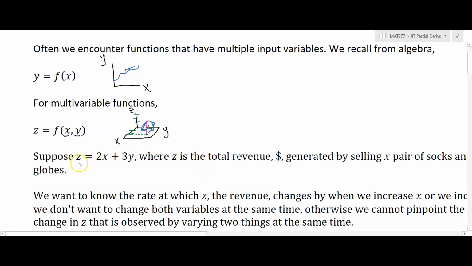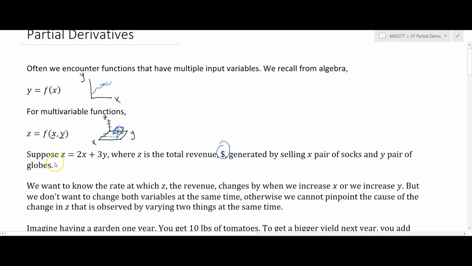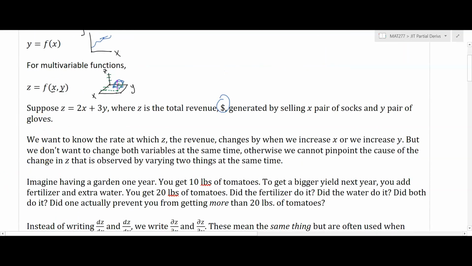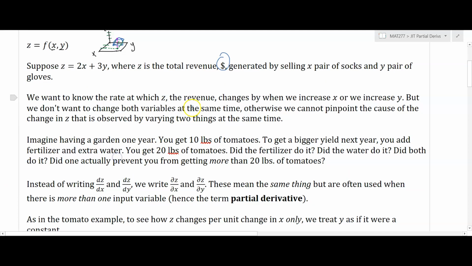So let's say we have a function z equals 2x plus 3y. Z is going to be a total revenue measured in dollars generated by selling x pairs of socks and y pairs of, not globes, but gloves. And we want to know the rate at which z, the revenue, changes when we increase x or we increase y. But here's the thing, we don't want to change both variables simultaneously, because then how are we going to know which variable caused the z value to change the most?